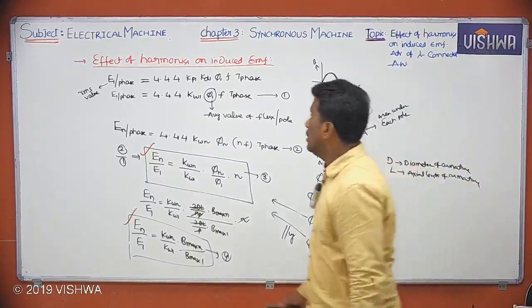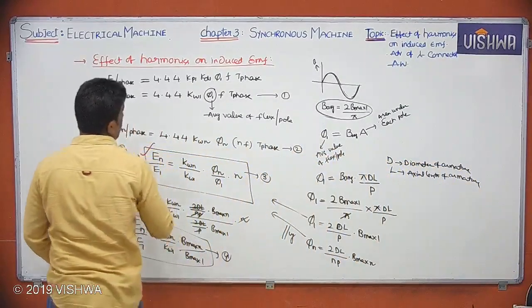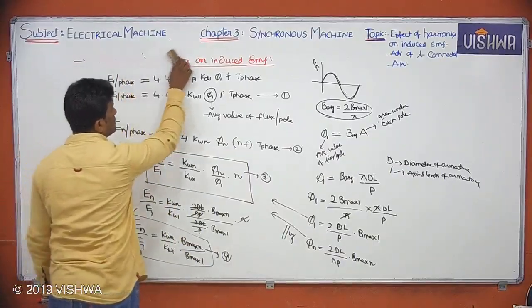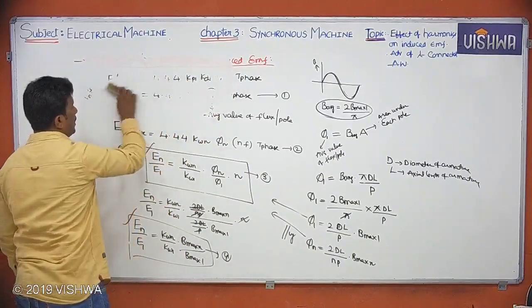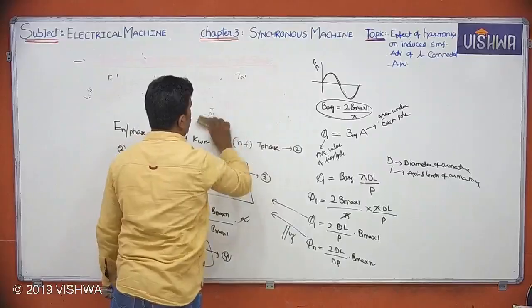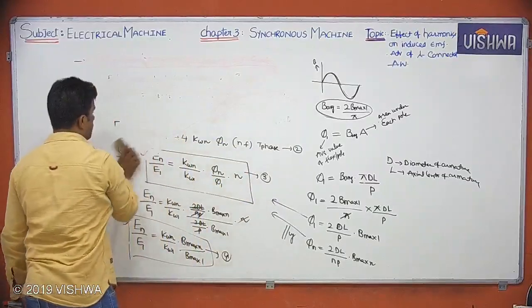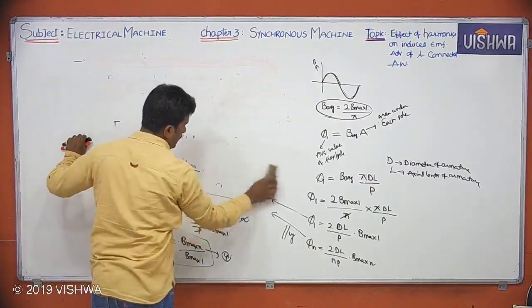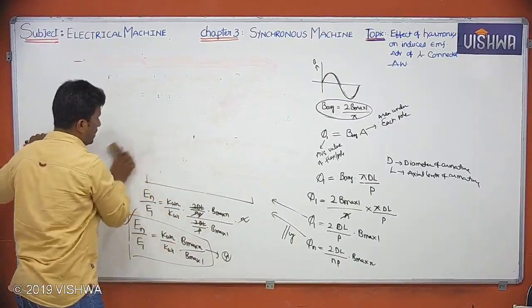Right? Next is advantage of star connected armature winding. Advantage of star connected armature winding over a delta connected armature winding.